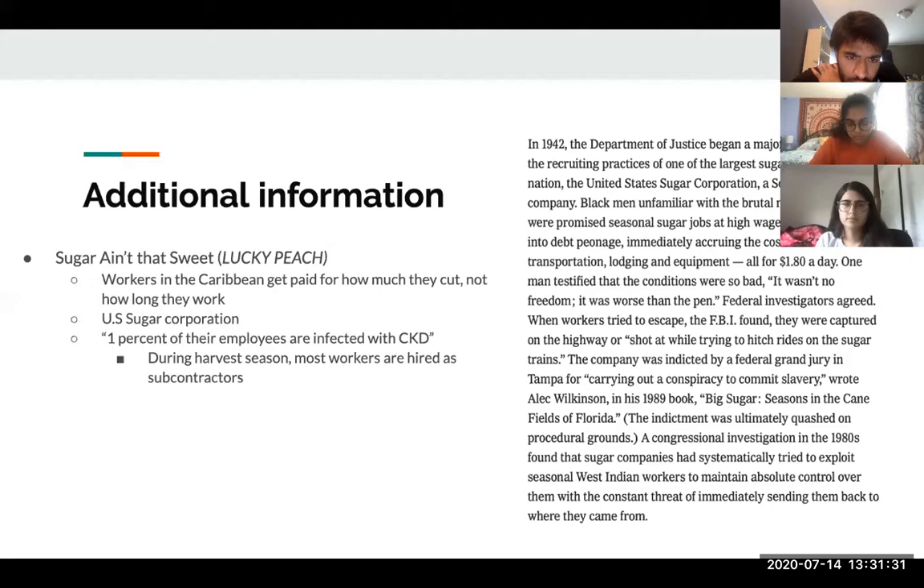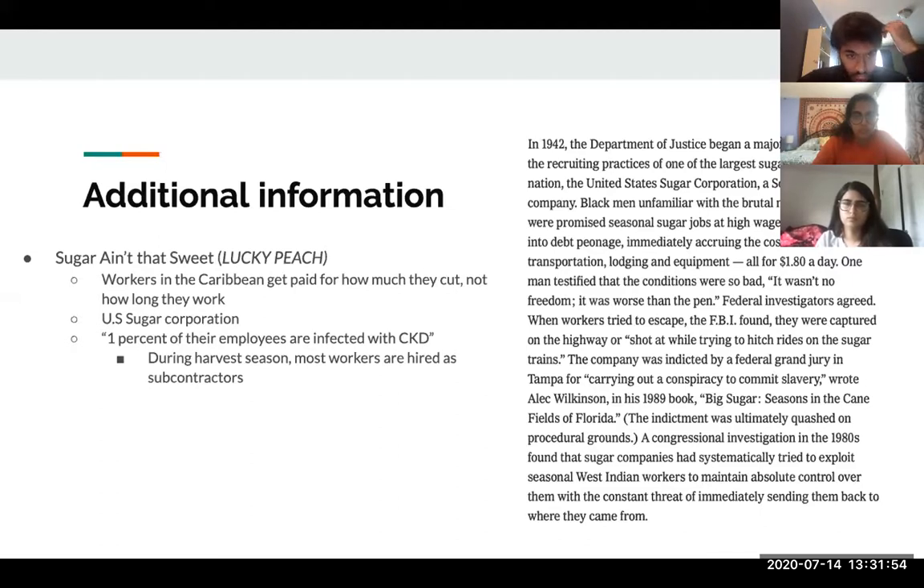So she goes to the sugar mill there and she found out that workers in the Caribbean get paid for how much they cut, not how long they work, which is kind of crazy to think about because they're literally developing horrible diseases because their work is so physically exhausting, and they're only pushing their bodies to a greater limit by trying to cut more sugarcane because that's how they get paid. They have no choice.